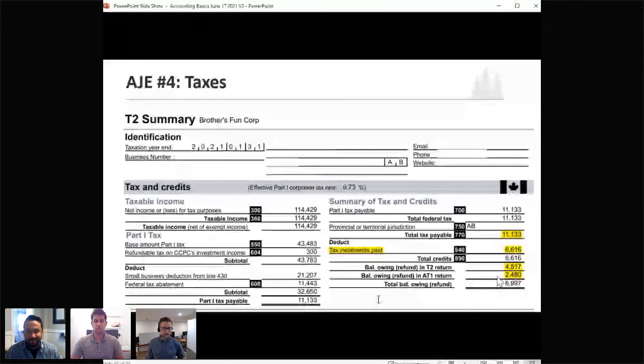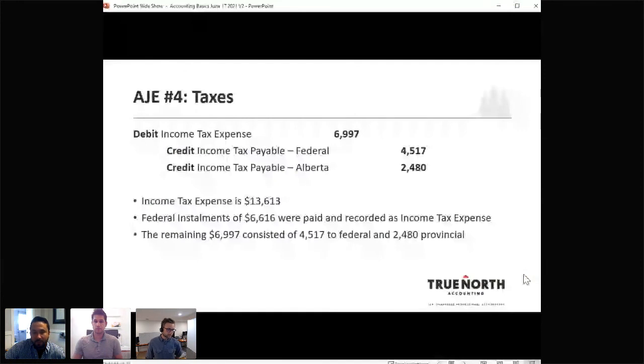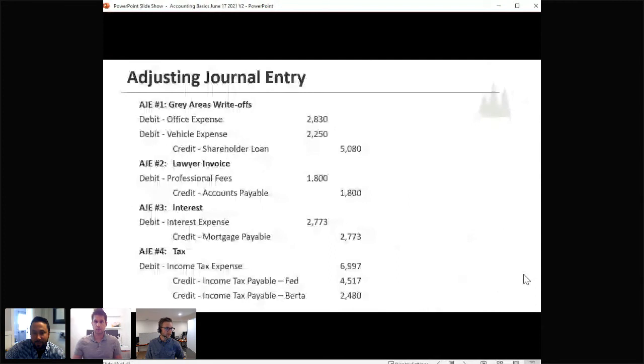But the 11,133 plus the 2480 is the full $13,000 tax expense, but we've made tax installments of $6,600. So these two amounts are the tax owing for the January 31st year end. It's a complicated one. It's difficult to explain, but Matt's got it laid out here pretty good.